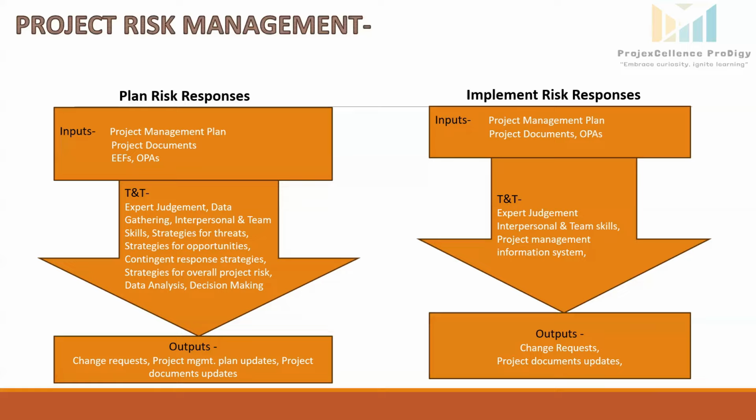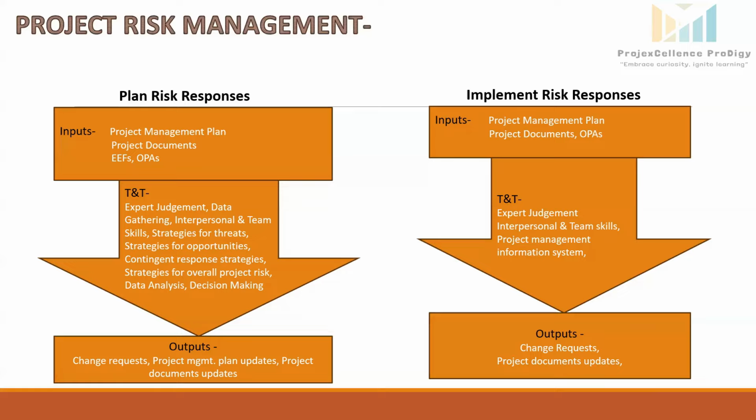Project document updates like assumption log, cost forecast, lessons learned register, project schedule, project team assignment, risk register. These all project documents will be updated on risk response outcomes. Next process is implement risk responses. Implement risk responses is the process of implementing agreed upon risk response plans.